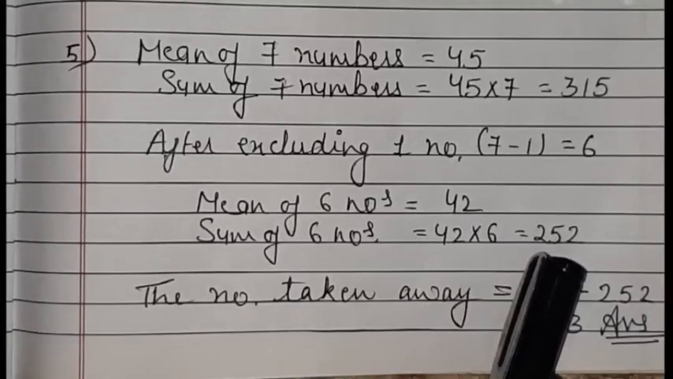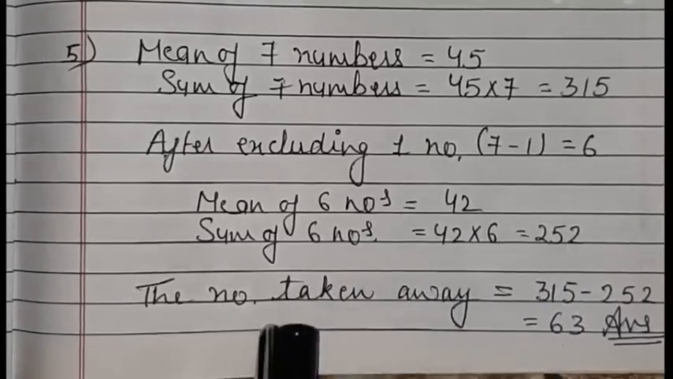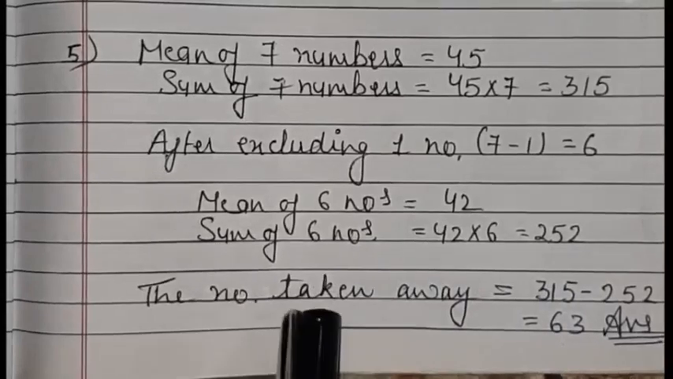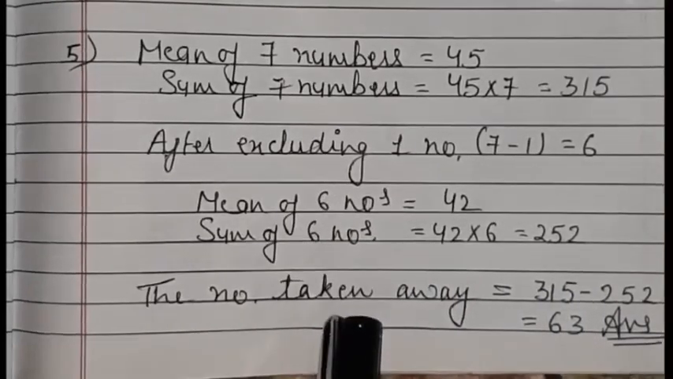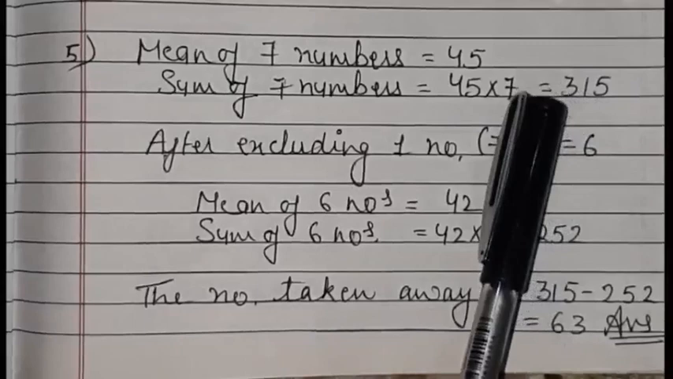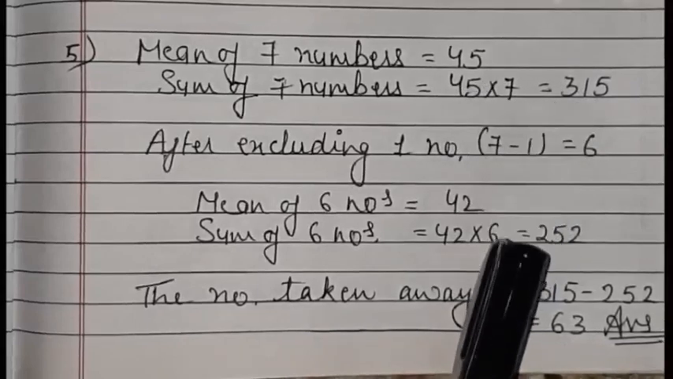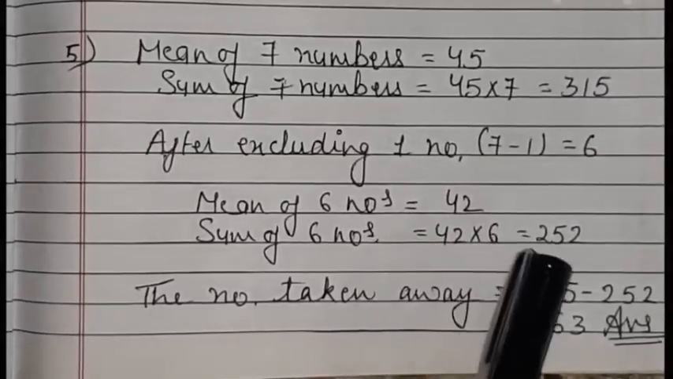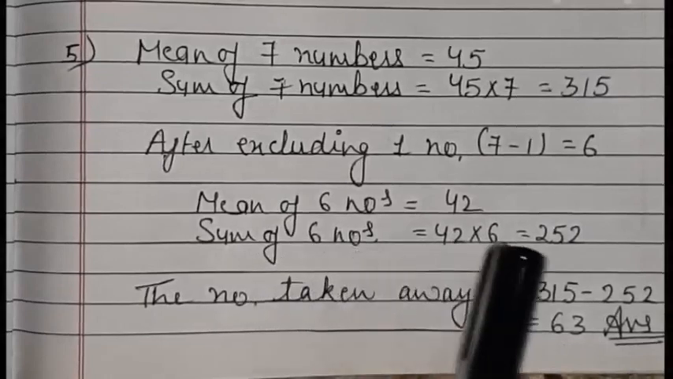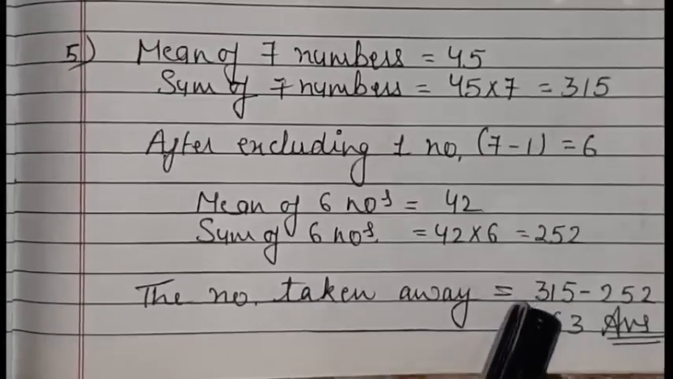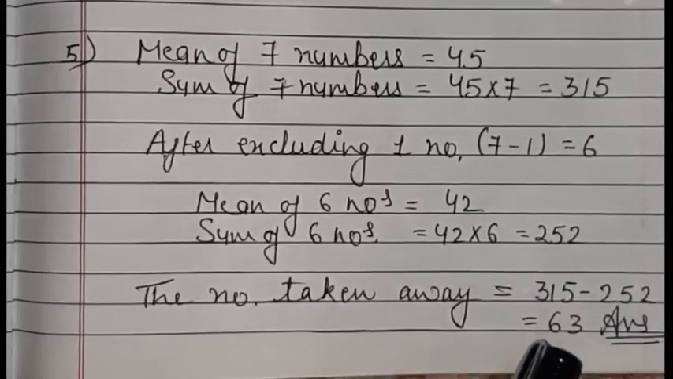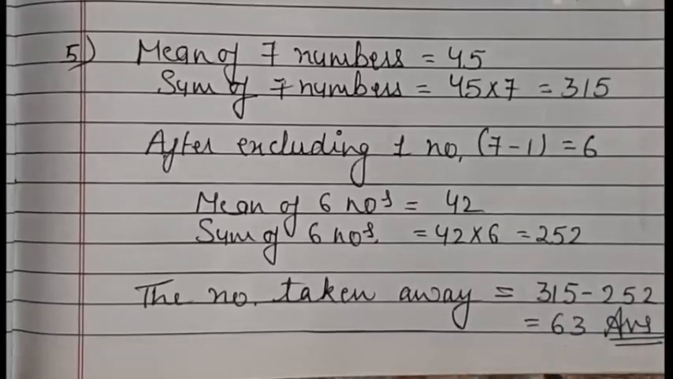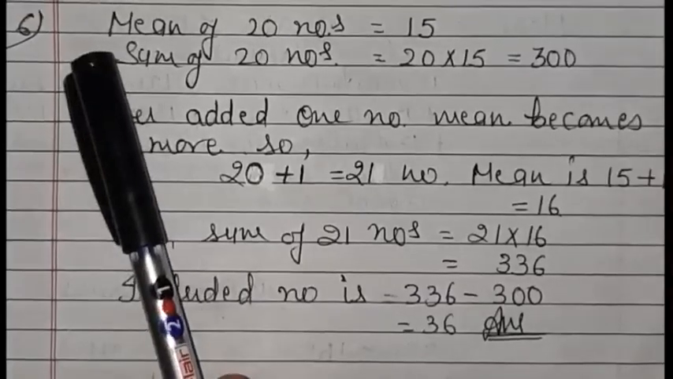Now we have to find the number taken away. Which number have we taken away here? To calculate that excluded number, we subtract: sum of 7 numbers minus 252, the sum of 6 numbers. So 315 minus 252 is 63. Now come to sum number 6.